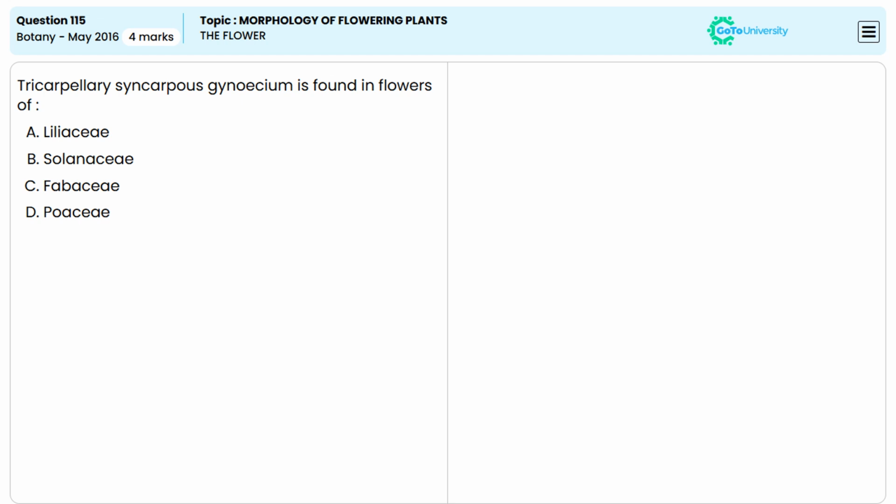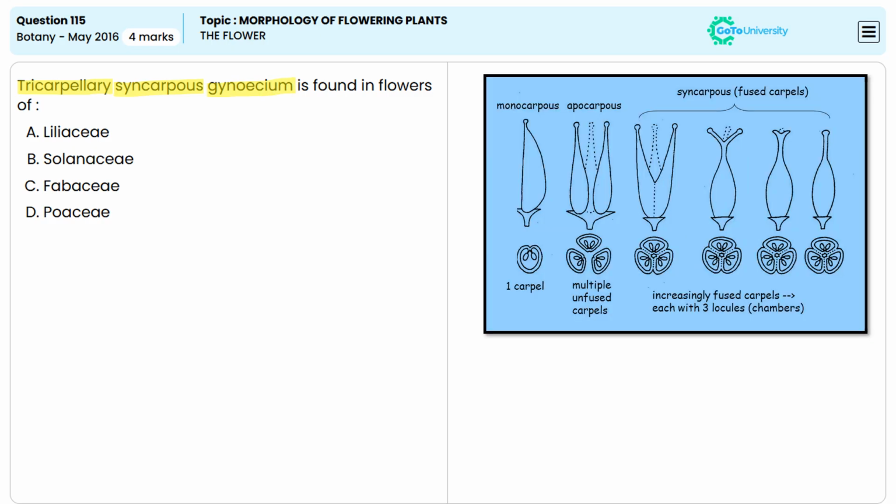Which among the following plants do show the tricarpellary syncarpus gynoecium? Tricarpellary syncarpus gynoecium refers to a gynoecium with three carpels, that is tricarpellary, that are fused together, that is syncarpus. So here from the options we know that option A, Liliaceae, the family, here the flowers typically have tricarpellary syncarpus gynoecium. That means three carpels are fused to form a single structure.